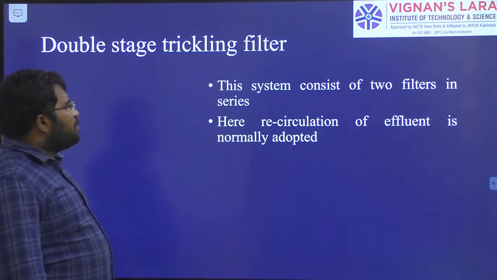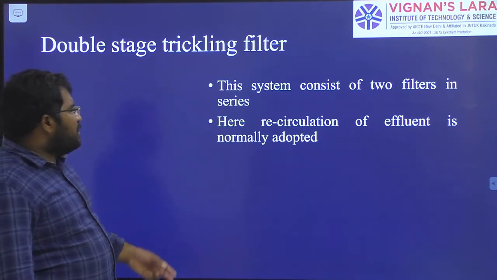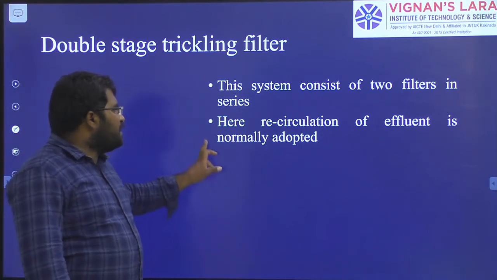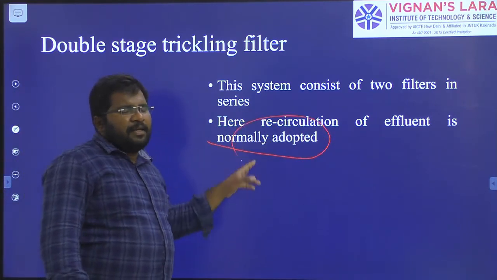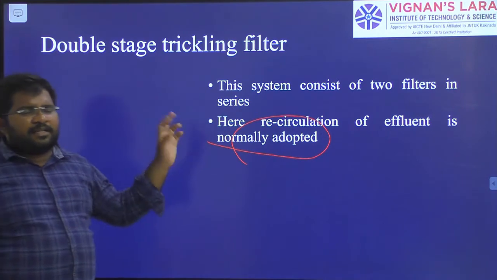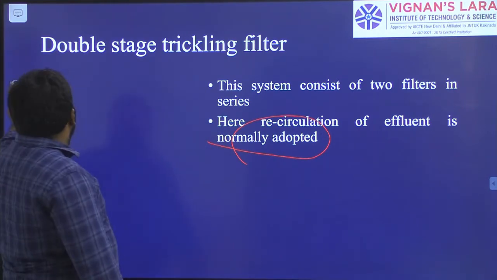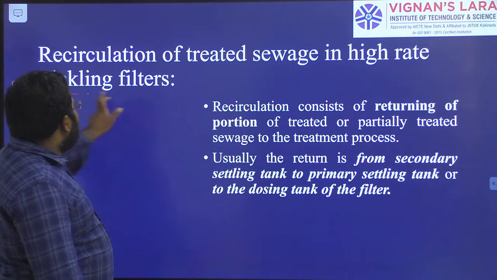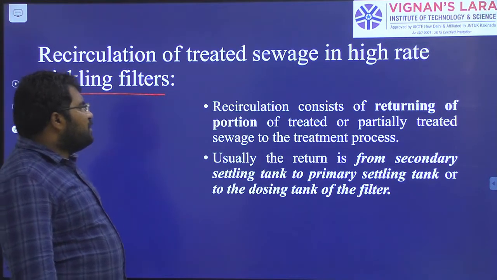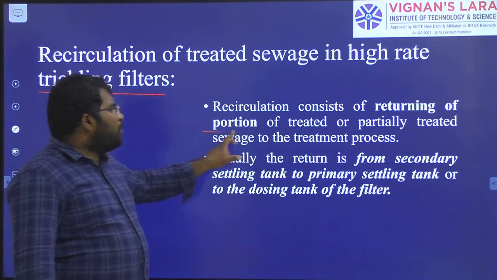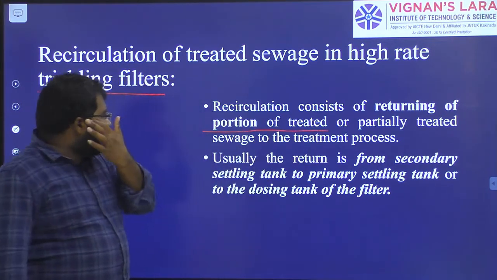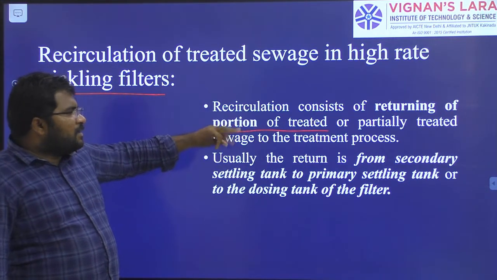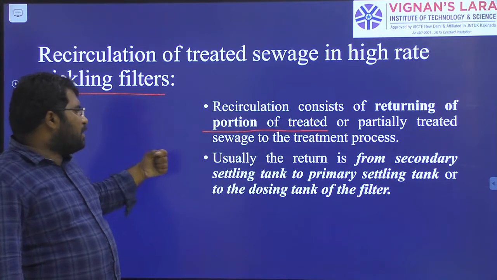Then coming to the double stage trickling filter. Here, the system consists of two filters in series, where recirculation of effluent is normally adopted. In the single stage, there is no recirculation. In the double stage, we have the recirculation. This is the recirculation of treated sewage in high rate trickling filters. Recirculation consists of returning a portion of the treated or partially treated sewage to the treatment plant.